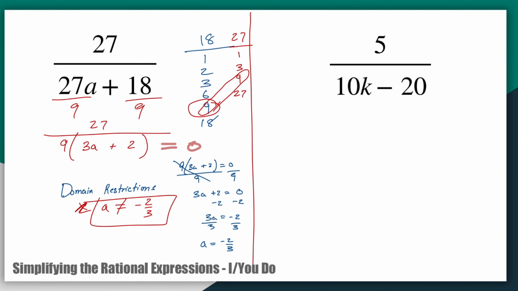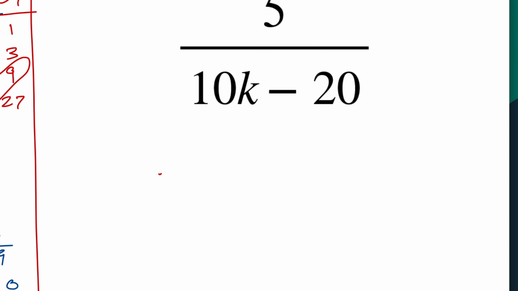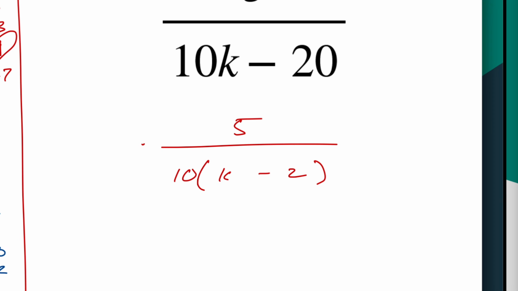So a little bit more complicated, right? In the second one, I want you to do the same thing. It's very similar. Factor out that greatest common factor, and then tell me what the domain restriction is. So give it a pause and a try, obviously. Okay, so same thing here. At the bottom, the greatest common factor is a little bit easier to figure out. 10 goes into 10, 10 goes into 20. And so we're going to have 5 over 10 times k minus 2.